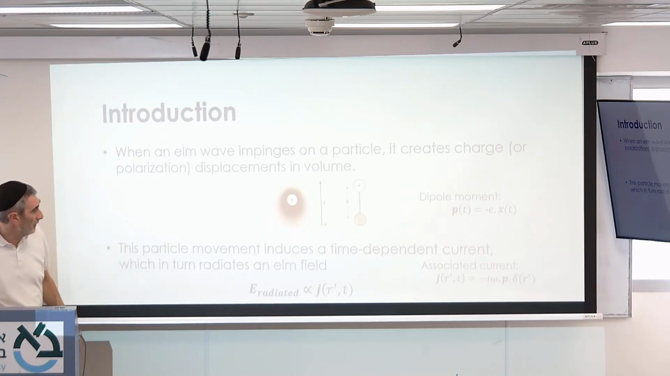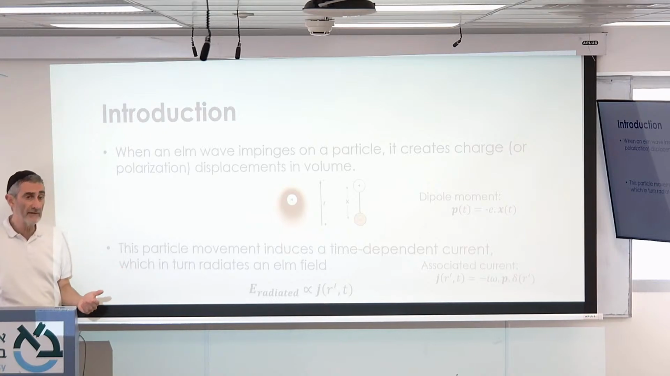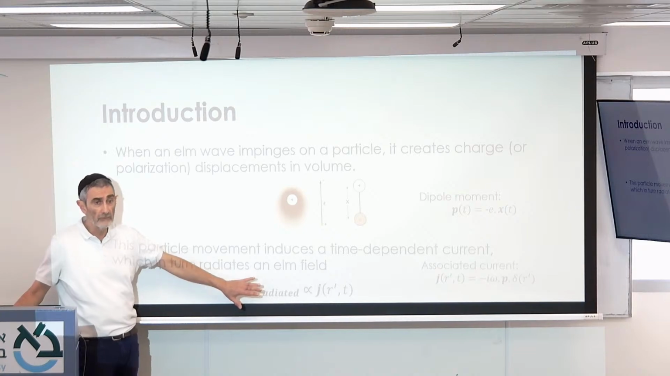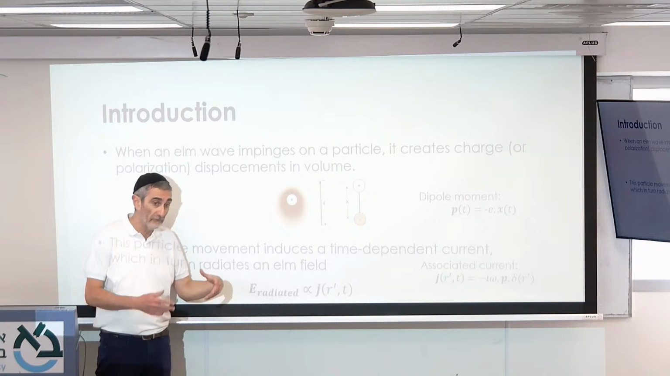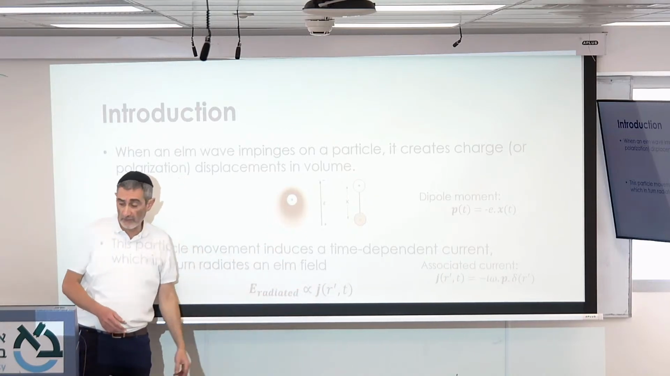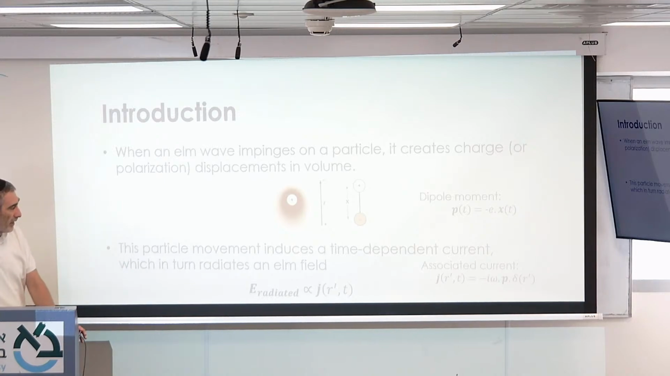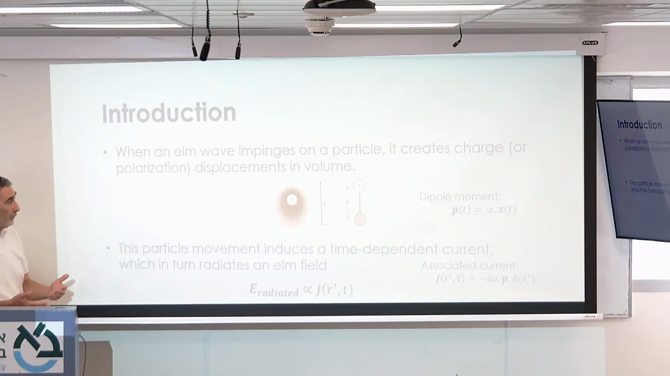What is interesting is that because of the linearity of the Maxwell equations, any field, electric or magnetic, will be proportional. The radiated field from the antenna is just proportional to this current, this current density. And this gives you a full description of how the field radiates from the particle, so how the field is scattered by the particle.